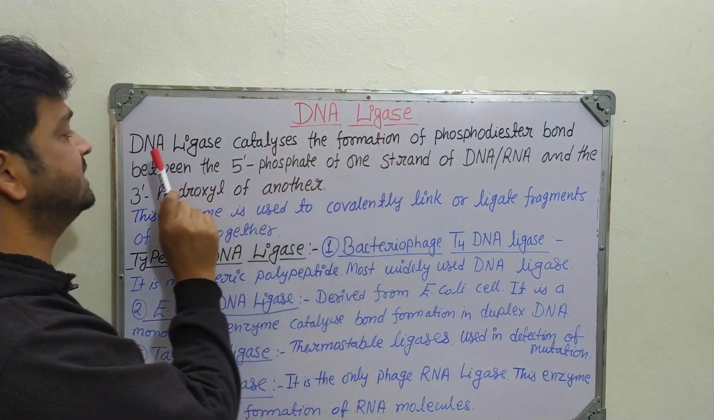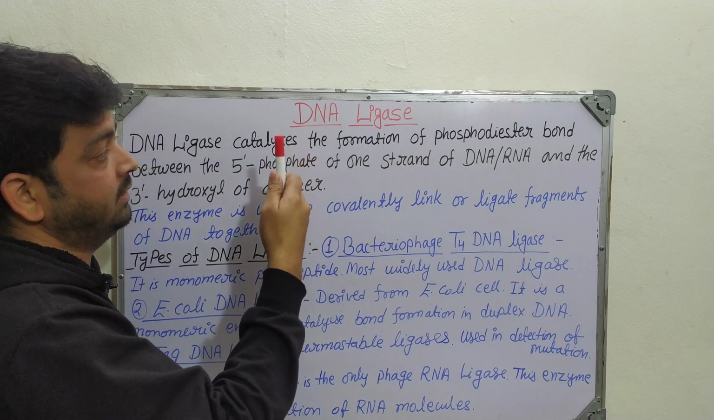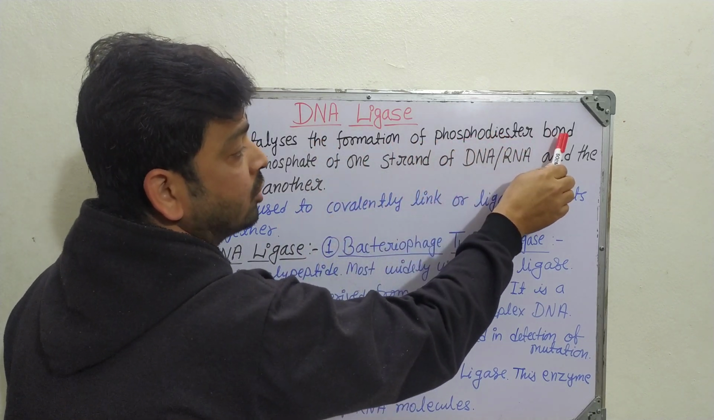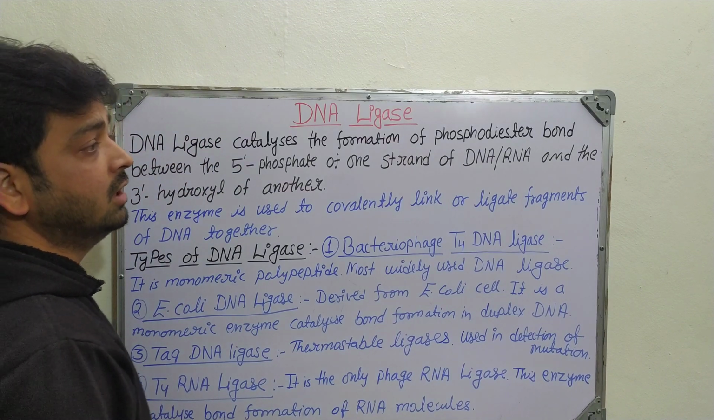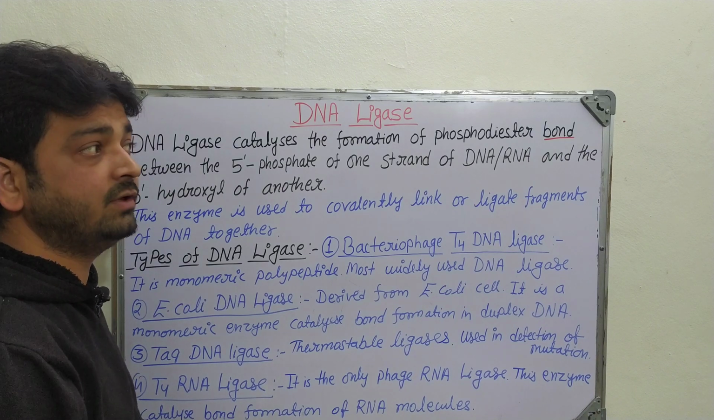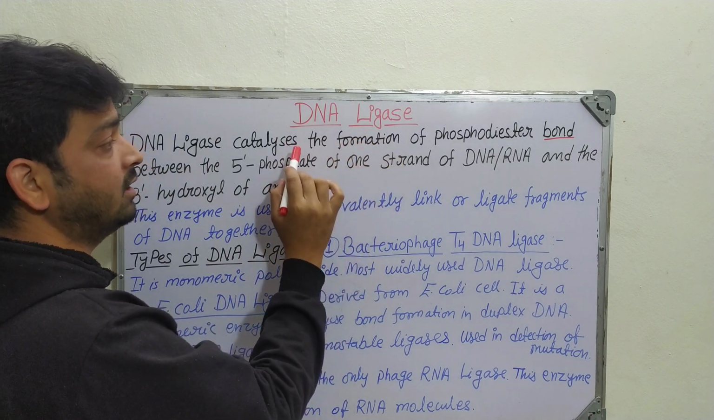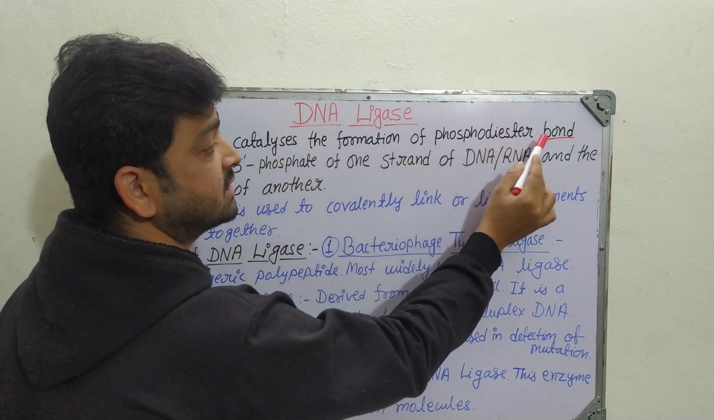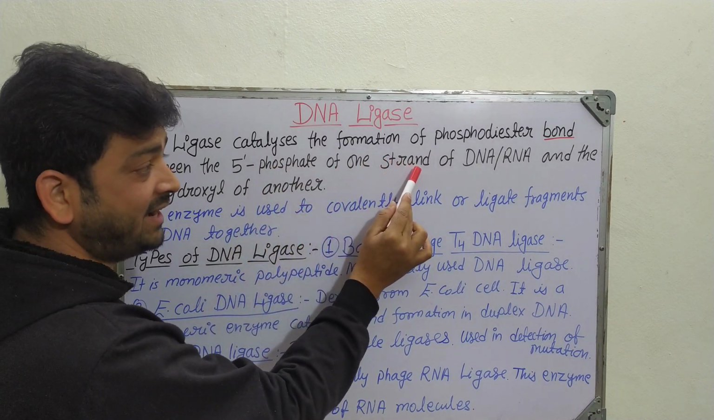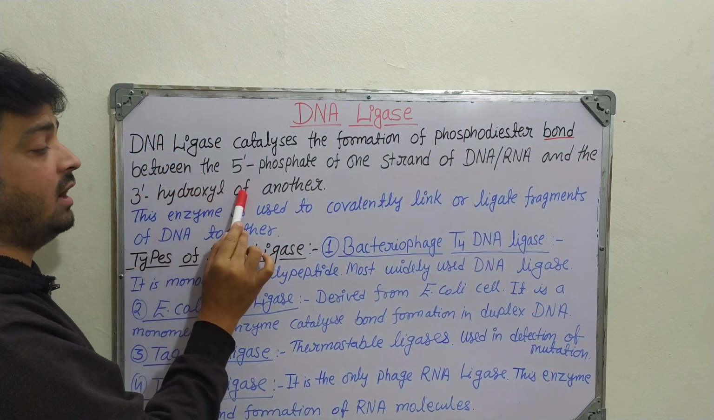DNA ligase catalyzes the formation of the phosphodiester bond. During the cloning process, we are taking the DNA from the desired organism and inserting it into the host cell, right? There the DNA ligase initiates the formation of a phosphodiester bond between the 5' phosphate of one strand of DNA, or it may be RNA, and the 3' hydroxyl of another, right?